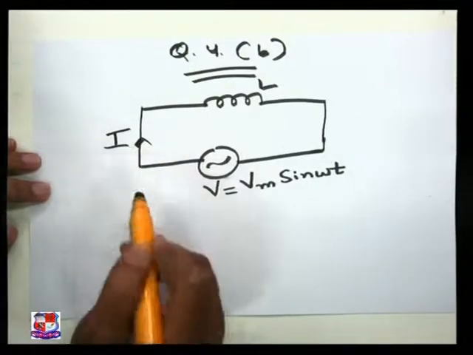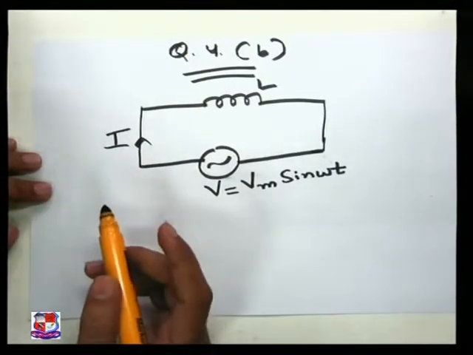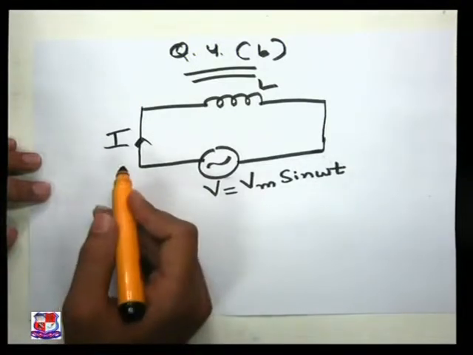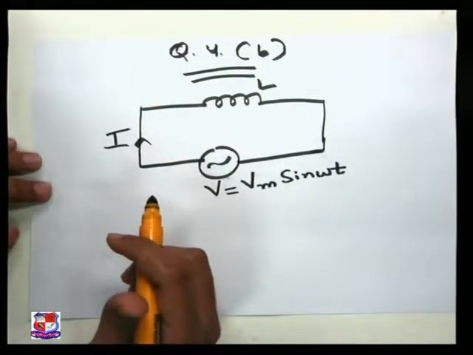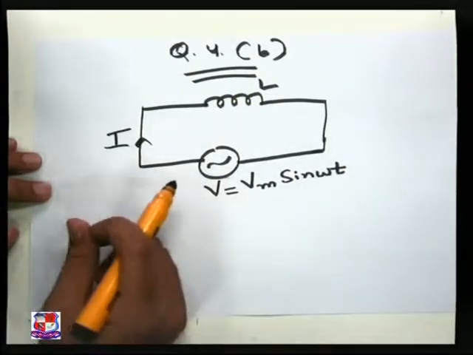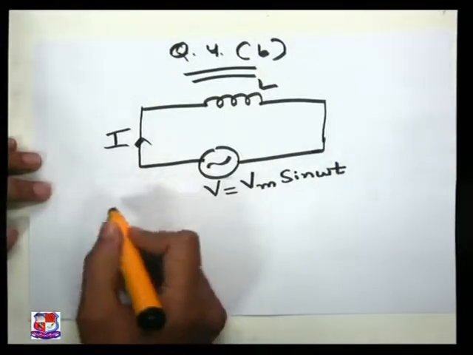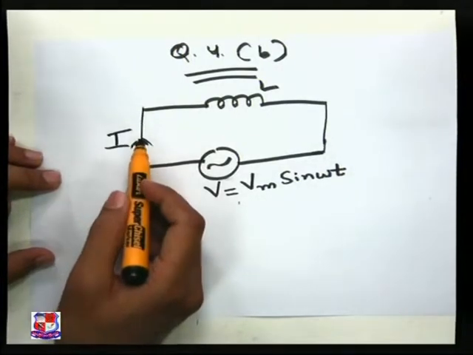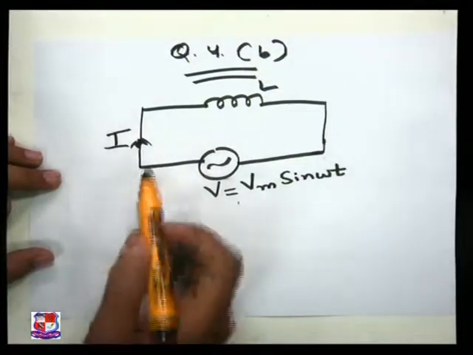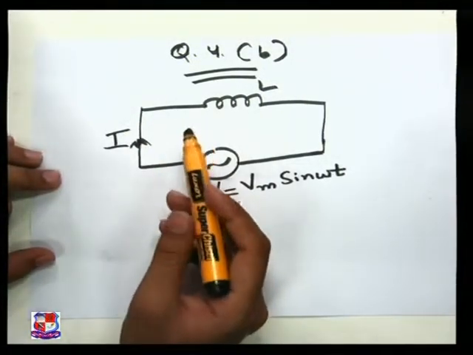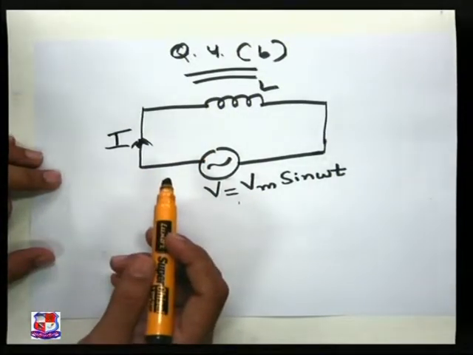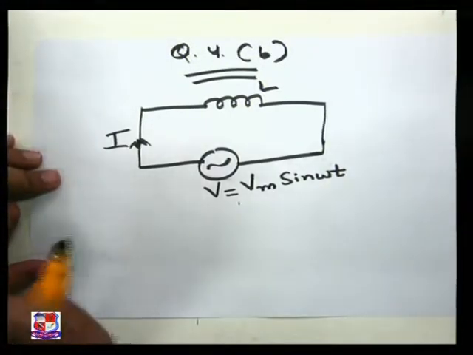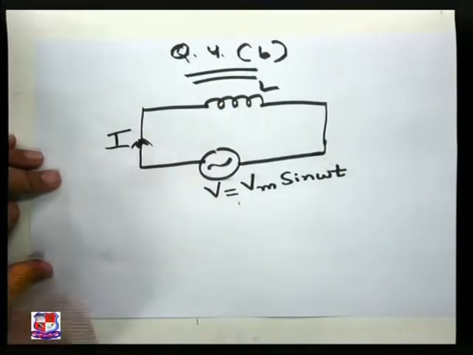Because of this alternating current flowing in the circuit, because of the alternating voltage that we are applying, a magnetic field is going to be produced, and that magnetic field will be alternating in nature. Because of this magnetic field, there will be an induced EMF in the circuit, right? This magnetic field actually links with the inductor, so we will have an alternating induced EMF in the circuit. The EMF induced in the inductor, we can give the name self-induced EMF, right?